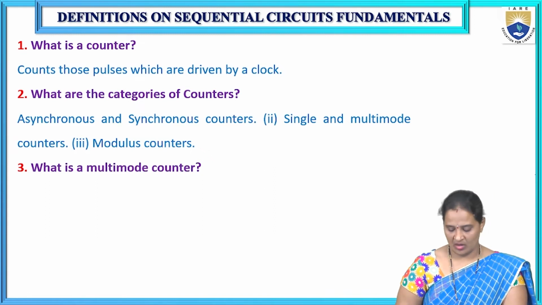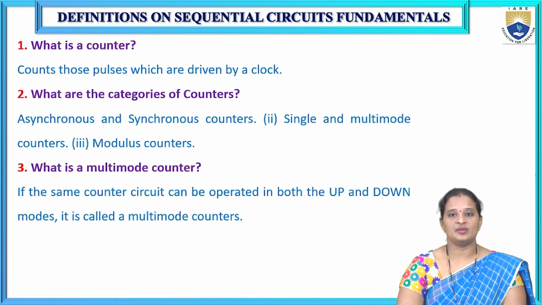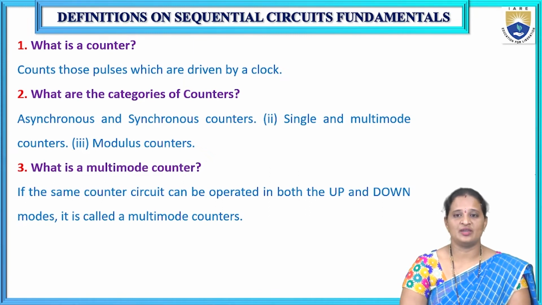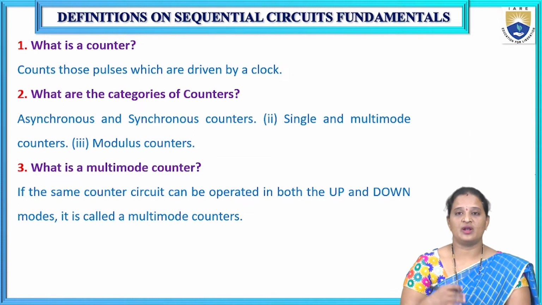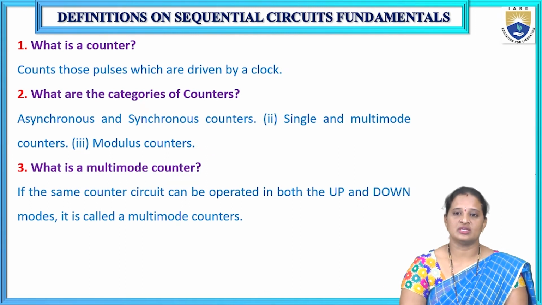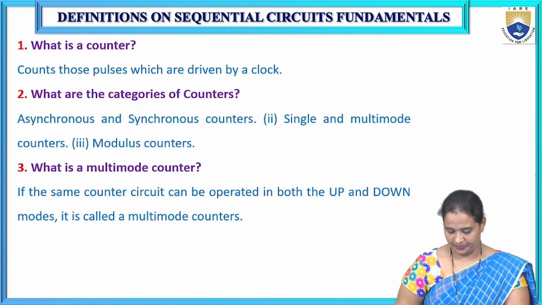What is a multi-mode counter? What is meant by multi-mode counter? If the same counter circuit can be operated in both the up and down counting modes, then it is called a multi-mode counter. So if the counter can count in the incremental order or in the decremental order, then such a counter is said to be a multi-mode counter.